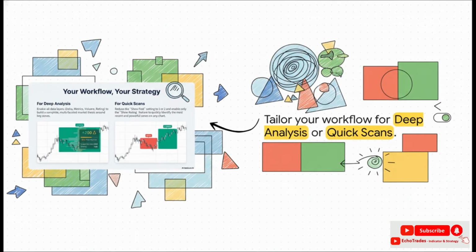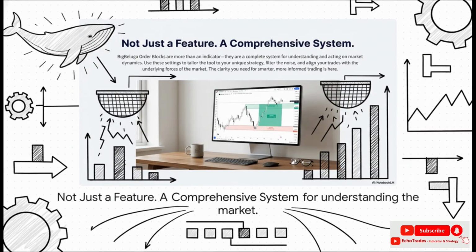What's great is that this system is also flexible enough to match your workflow. For a really deep analysis, you can enable all the data layers: delta, volume, rating, the whole shebang. Or, for quick scans, you can reduce the noise and just enable the Show Rating feature to rapidly identify only the most powerful zones.